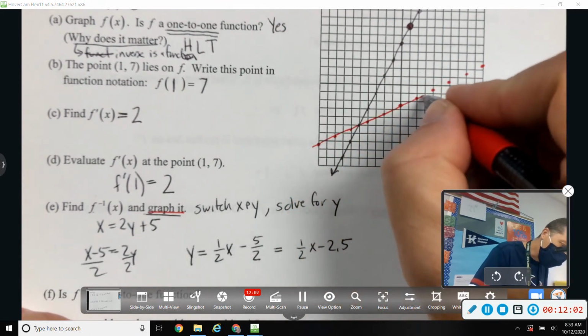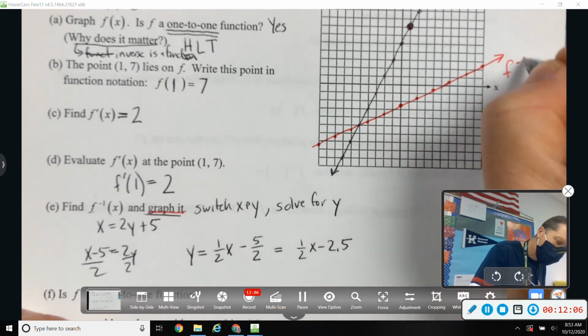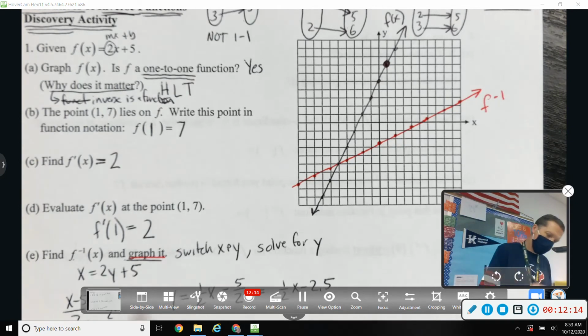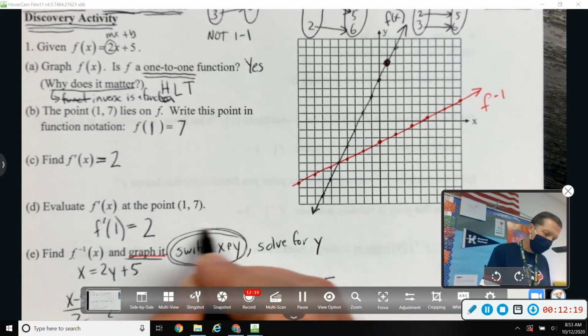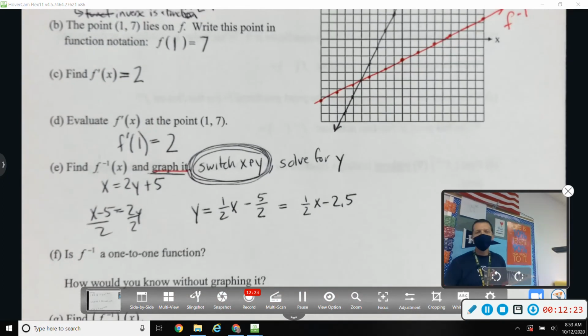Probably redo the worksheet so it doesn't have that 2.5 thing. So there's the inverse. By the way, that switch x and y becomes a huge deal for this problem. So to find an inverse, you switch x and y. We'll need to remember that.